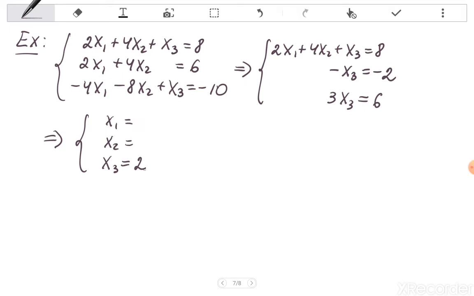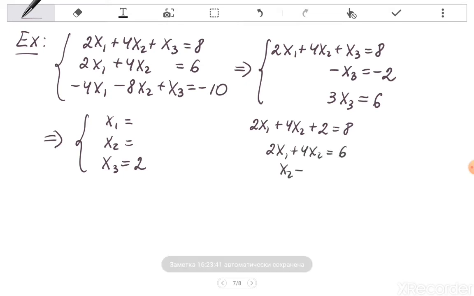But knowing only x3 and having only the first equation, it's not possible to find precise values of x1 and x2, right? Because what do we know now? That 2x1 plus 4x2 plus x3, which is 2, is 8, or 2x1 plus 4x2 is 6, or we can divide by 2 to make it simpler. This is 3. So we have only the equation which contains x1 and x2, and we cannot solve it.